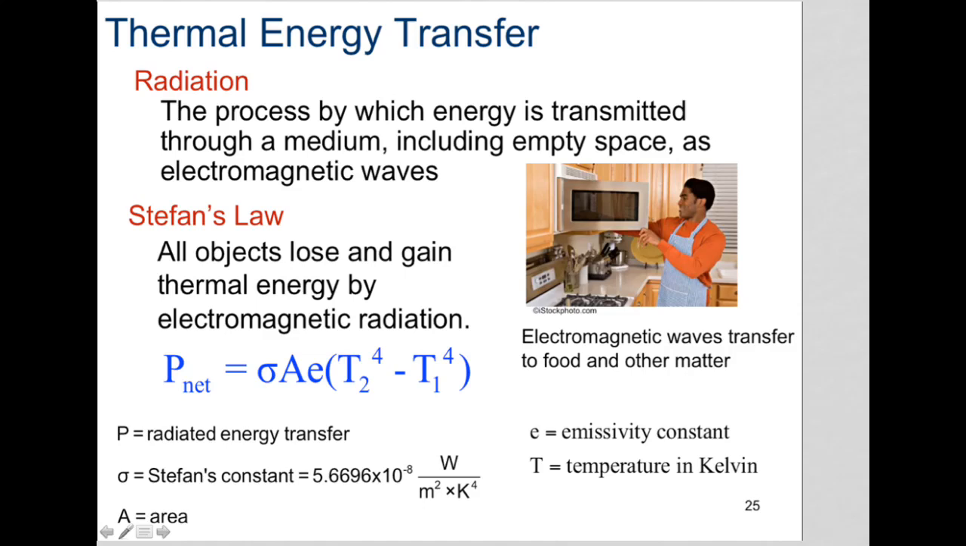And then A. A is the area that you're transferring through radiation. E is the emissivity constant. And then T is the temperature. Ooh, in Kelvin. So when you're dealing with radiation, you have to use kelvins.